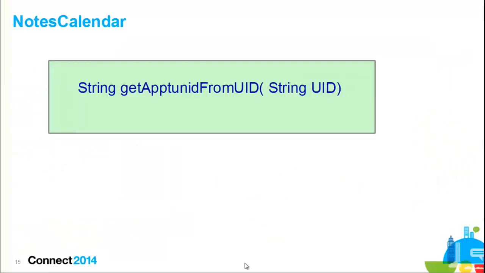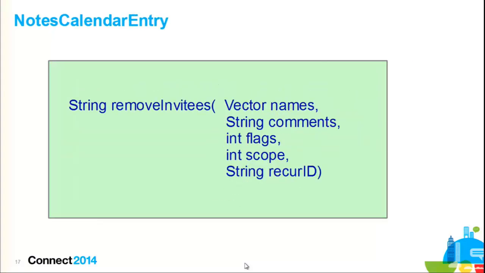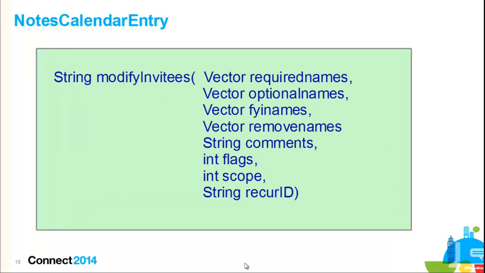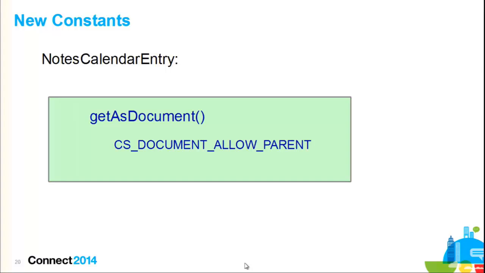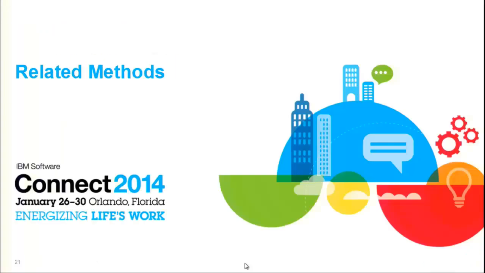Before I pass it back to Jim, I just want to call out that there's a slide for each of the new methods we added. We've already talked about these: get appointment ID from UID, add invitees, remove invitees, modify invitees, the new flags for update, and the new flag for getIsDocument. So these are here for reference. That has all the arguments listed out, and you can look in the slides after for that. So now I'll pass it back to you, Jim.